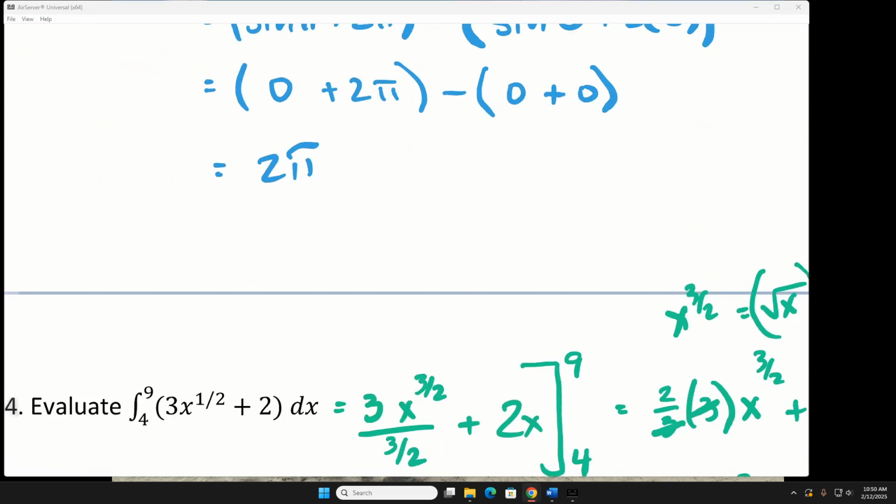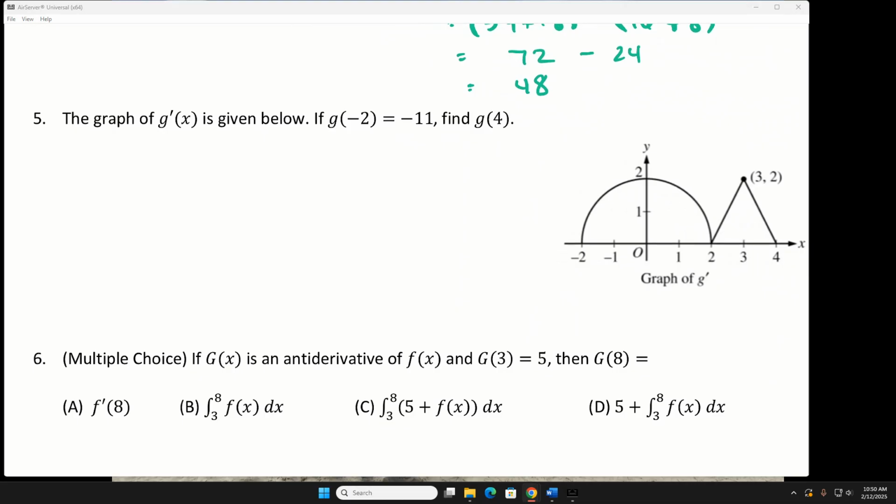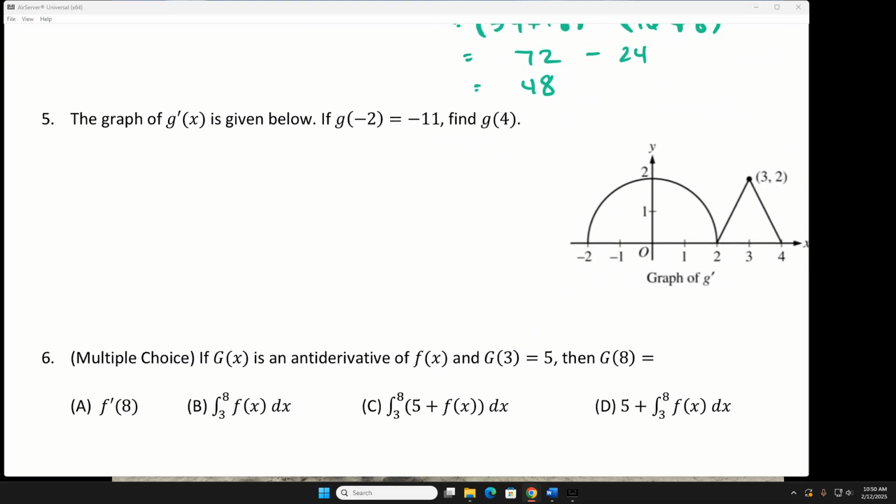Okay, so let's look at a good review problem that uses new stuff and old stuff. All right, so we are given g prime of x. We also know what g of negative 2 is, and we want to find g of 4. So what is your final amount going to be? Which symbol, I guess? What are we finding? G of 4. Yes. What do we know? G of negative 2. Yes.